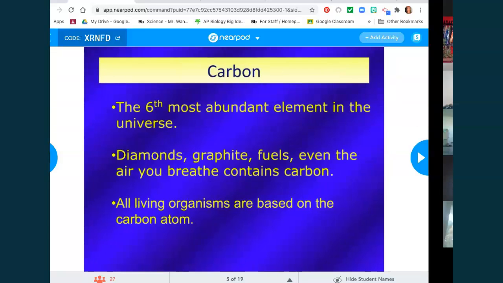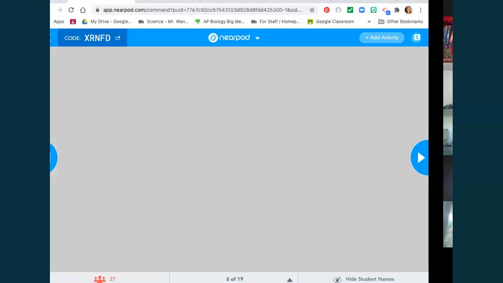So it's important to know just how important carbon is for us. It's the 6th most abundant element in the universe. So remember, we learned there's like 94 different elements found in the universe. So it's the 6th most abundant. Things like diamond, coal, that's just straight up carbon. Graphite that is in your pencils, fuels like fossil fuels, and the air we breathe contains carbon, CO2. The air we breathe out is CO2, that contains carbon. So we're going to cycle carbon between the living things and also between the non-living things. So we're all based on that one atom.